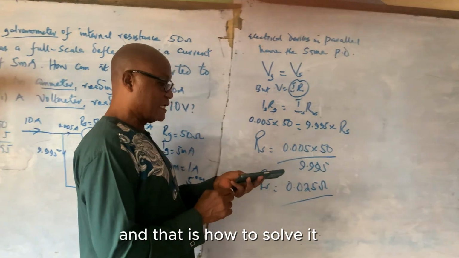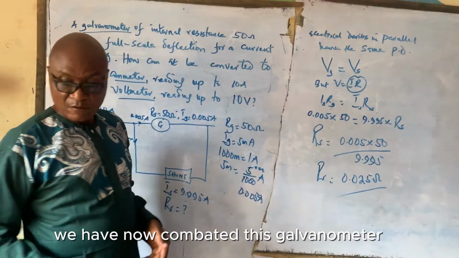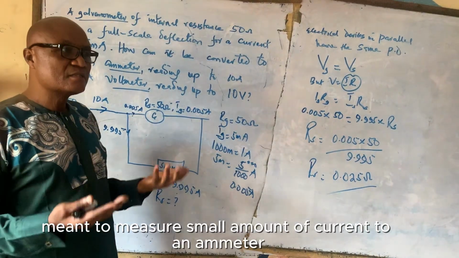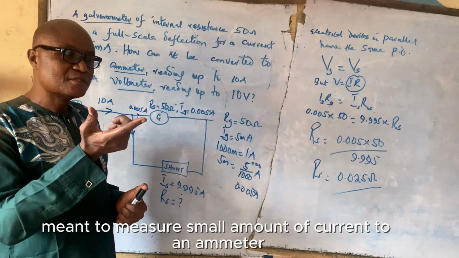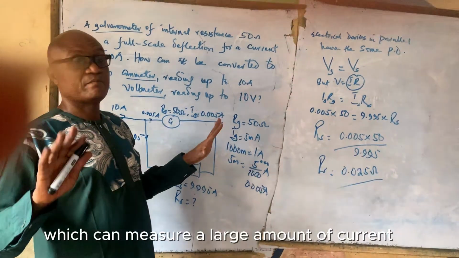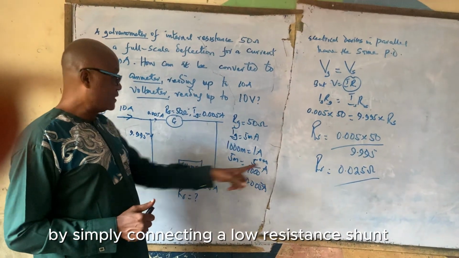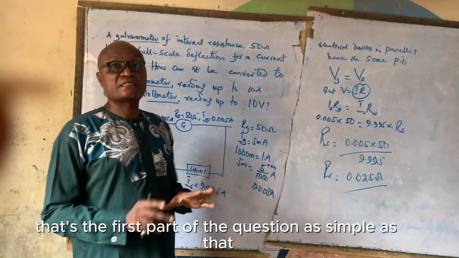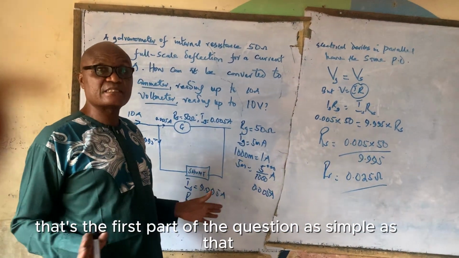And that is how to solve it. We have now converted this galvanometer, meant to measure a small amount of current, to an ammeter which can measure a large amount of current by simply connecting a low resistance shunt in parallel to the galvanometer. That is the first part of the question. It's as simple as that.